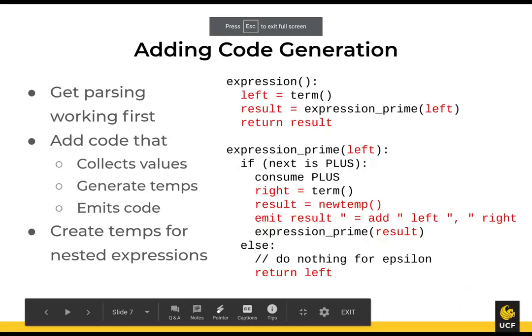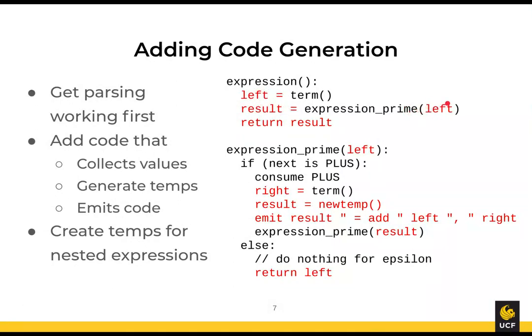You can figure out the factor part. But this should make a little more sense now: why expression is reading left and passing it to expression prime, and why expression prime is doing the emission and then passing its value onto expression. No, I missed something here. This actually has to return as well, but I'll fix that for you.